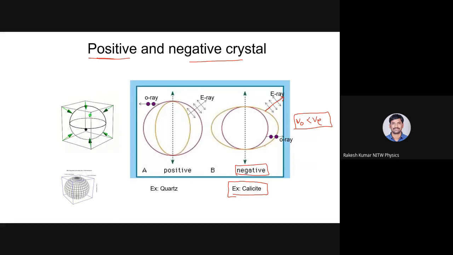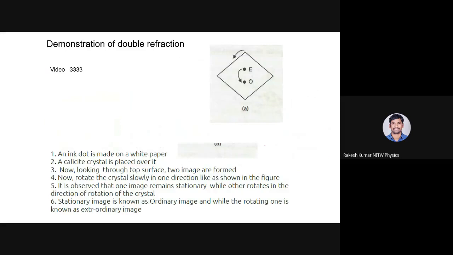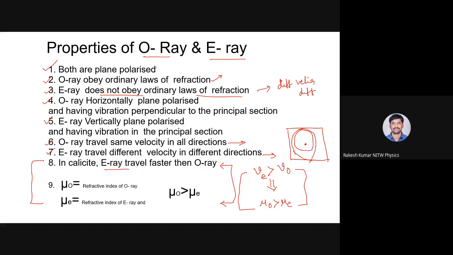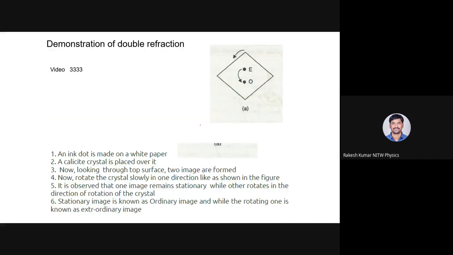We'll go back and try to see here. Now, how do we demonstrate double refraction? We have said that both are plane polarized, one is horizontal, one is vertical. If we want to confirm whether they are really vertically polarized or horizontally polarized, how do you do that?